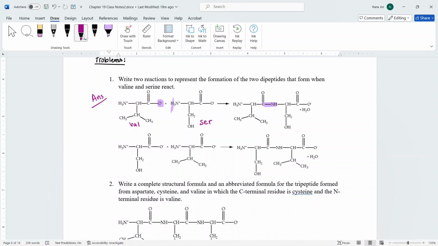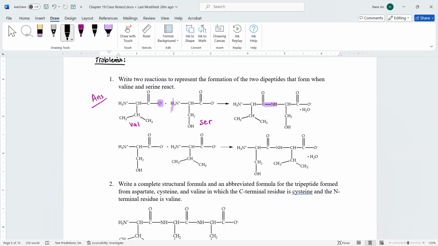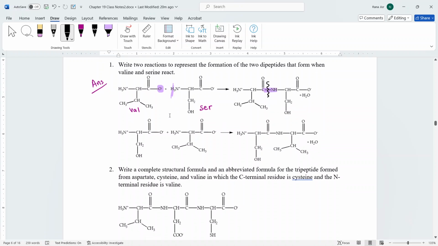So if you want to go backwards and you want to break the bond, then all you need to do is simply go ahead and break the amide bond so that you can get the individual amino acids. You add an oxygen here and you add two hydrogens, and you get your two amino acids that you started with.